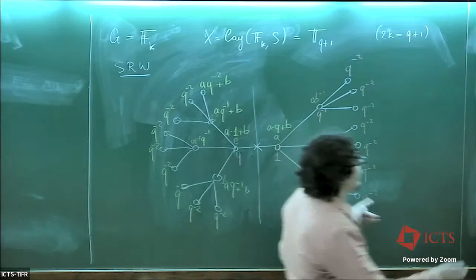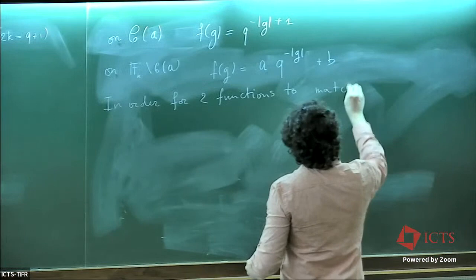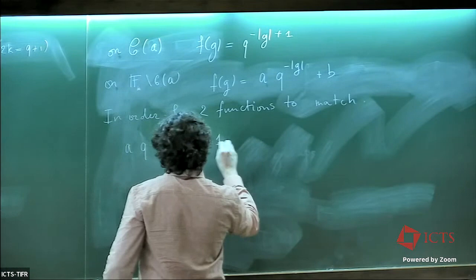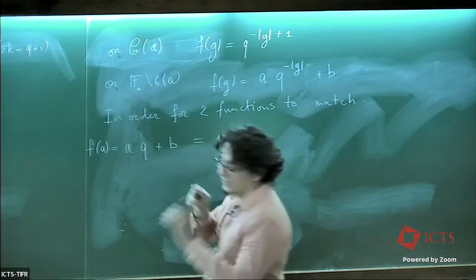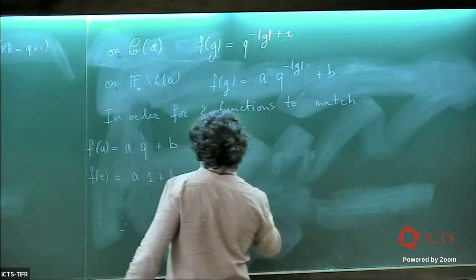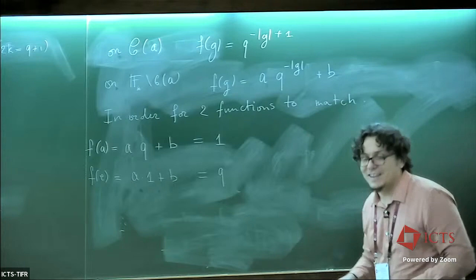So in order for two functions to match, what do you need to check? Well, you just need to check these two points. So you need to check that AQ plus B is 1. Checking on this side, this would be f of A. Okay, A, unfortunate notation. And now f on the identity, well, it's A times 1 plus B, and it's also Q. So once we set these two equations, again, you have two parameters, so two equations, so reasonably there should be a solution. Well, we can maybe even do the solution.